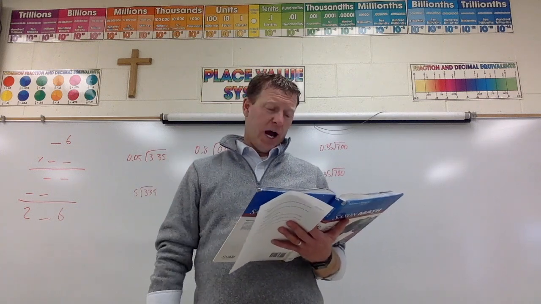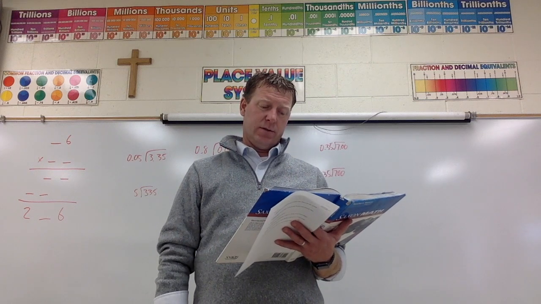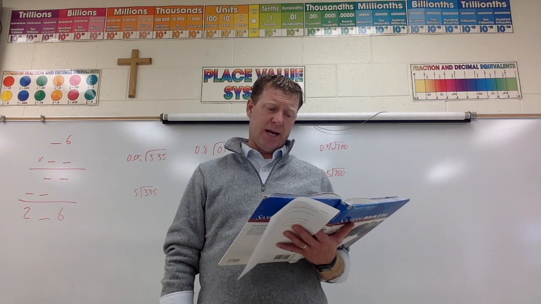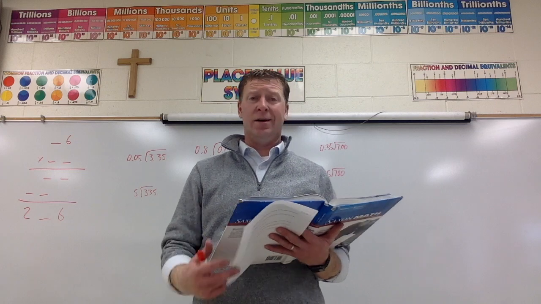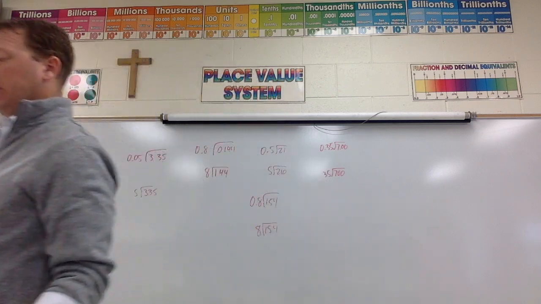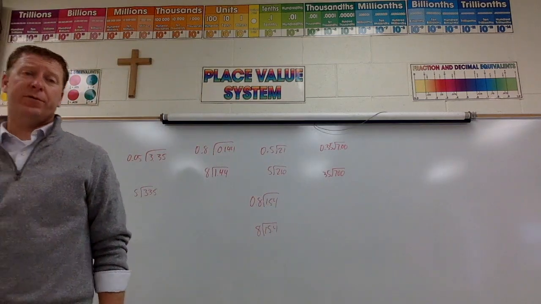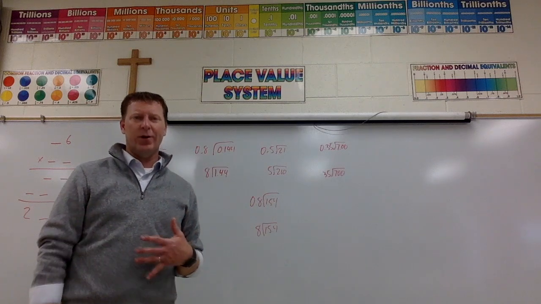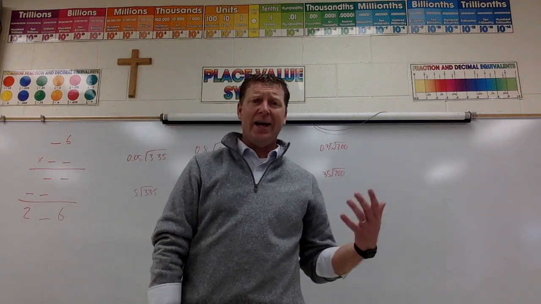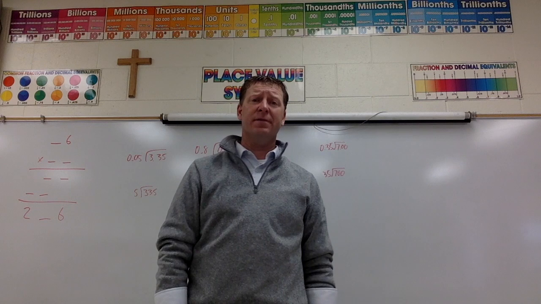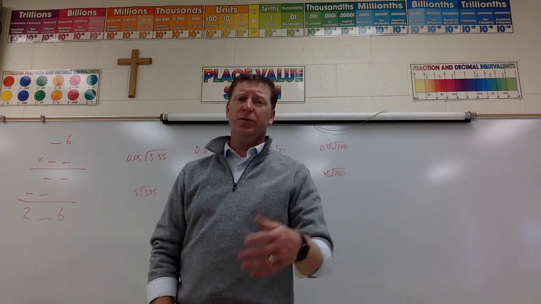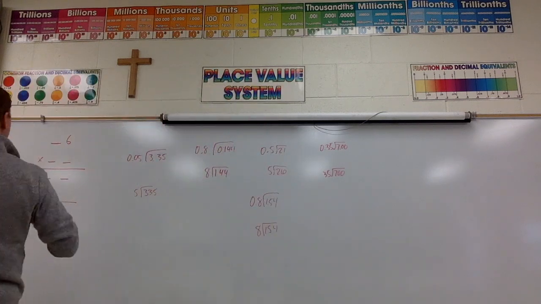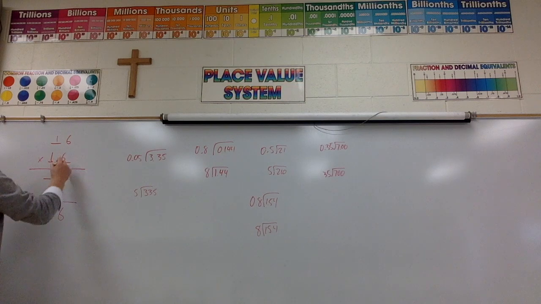It says copy the problem and fill in the missing numbers. Some number that ends in 6 times another 2-digit number equals a number. Now guys, this problem went real quick for me because I have my perfect squares memorized. I know 16 squared is 256. So if you have your perfect squares memorized, you just put in 16 times 16 is 256.